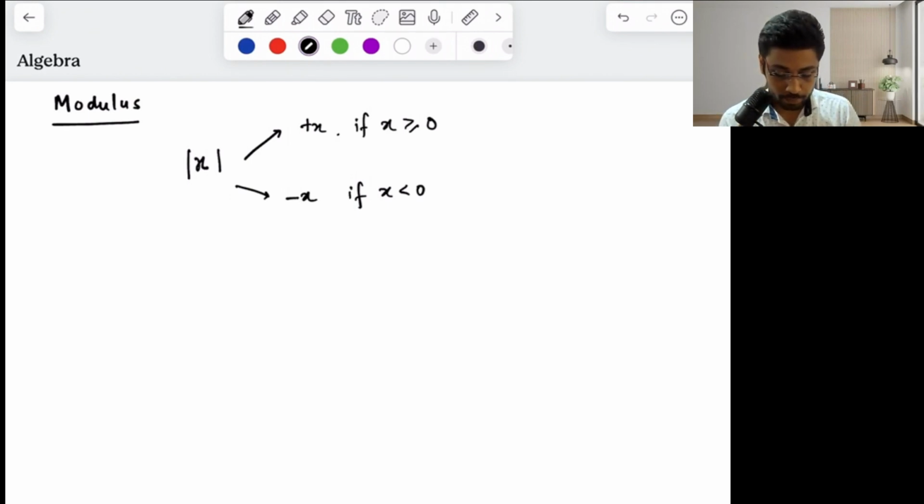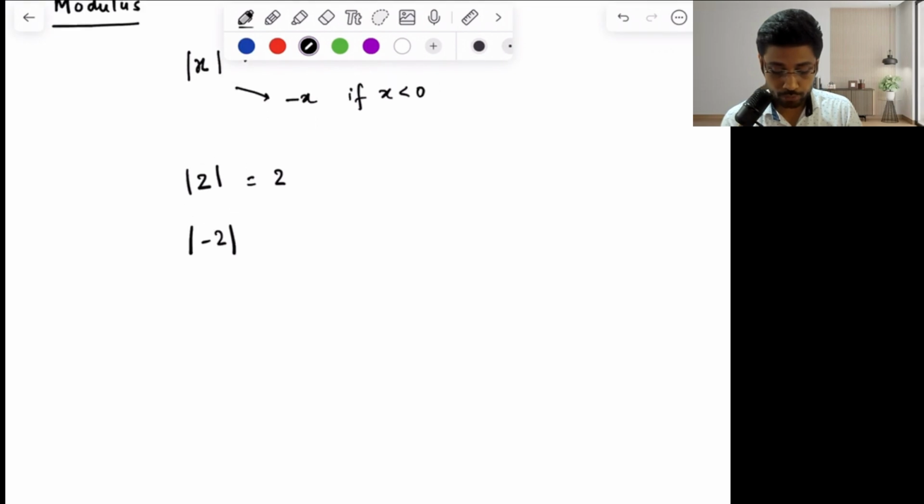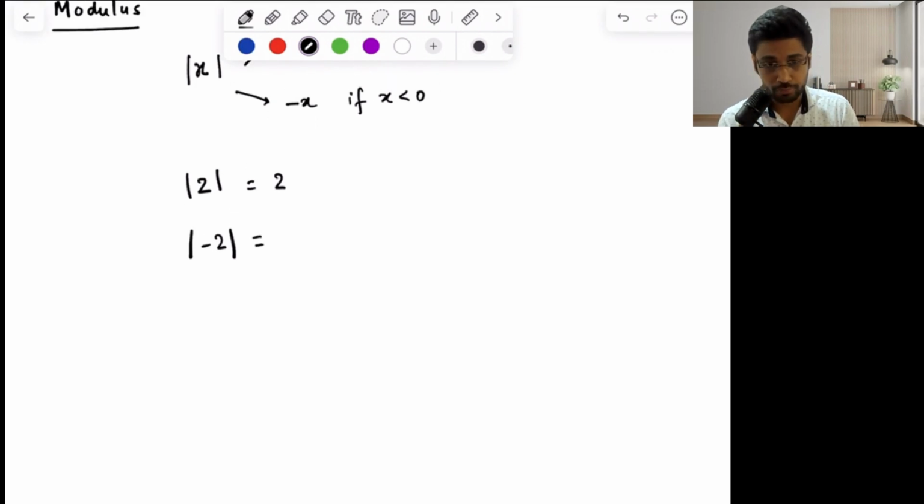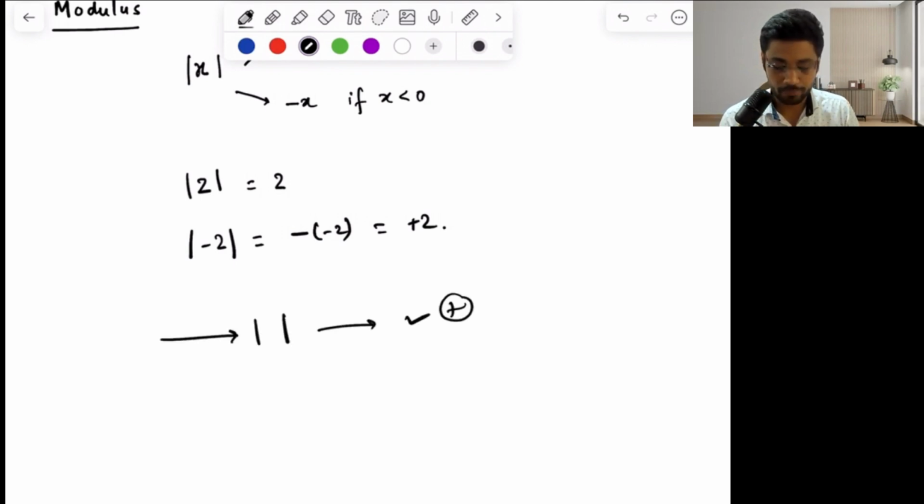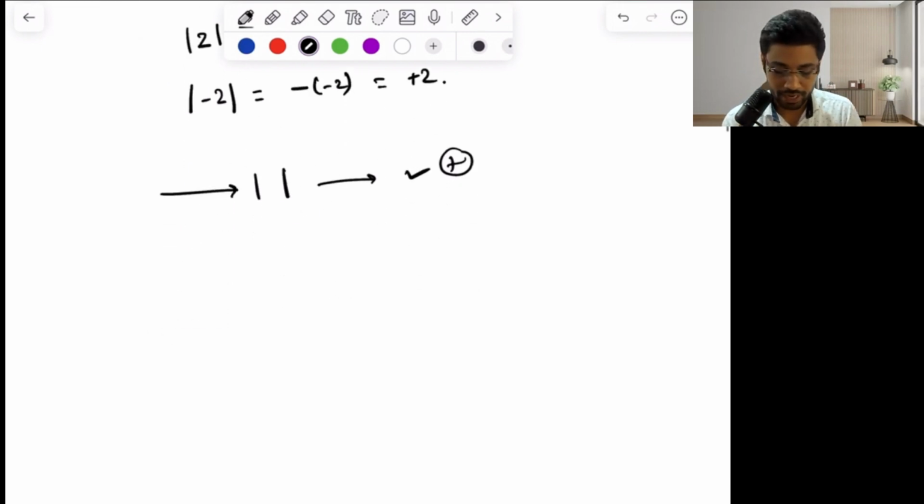For example, if I take the number plus 2 and I take the modulus of it, since 2 is a number greater than or equal to 0, the modulus of 2 will be plus 2. If I take the number minus 2, the modulus of this number will be minus of minus 2. Given that it's a negative number, minus of minus 2 is again plus 2. You can consider it as some sort of transformer function, that a number which enters the modulus function gives a positive output. Okay, so that's the concept behind the modulus function.